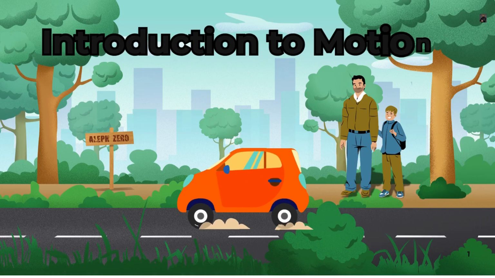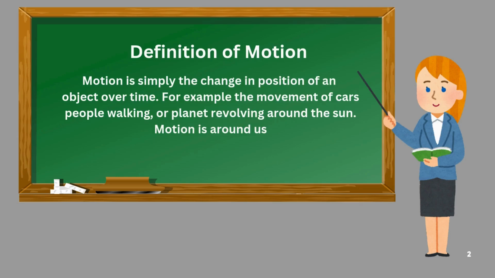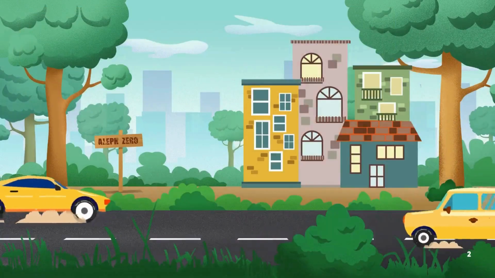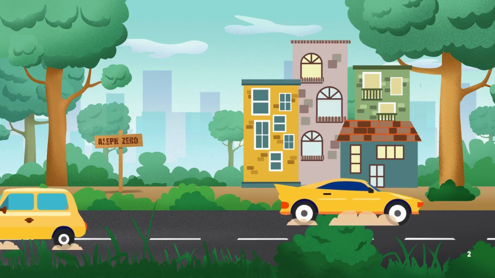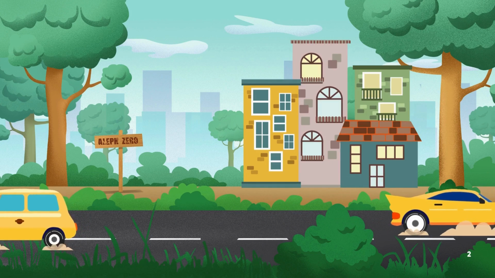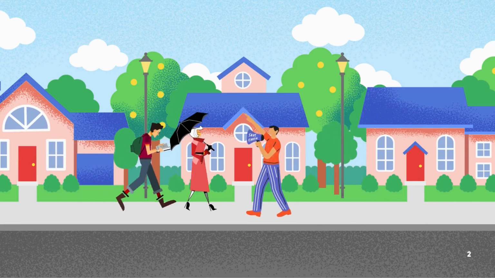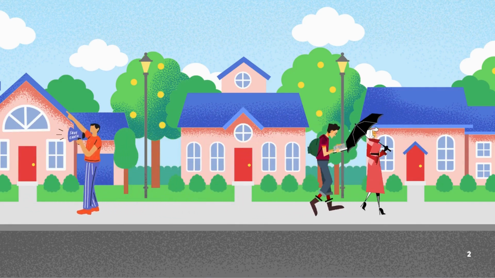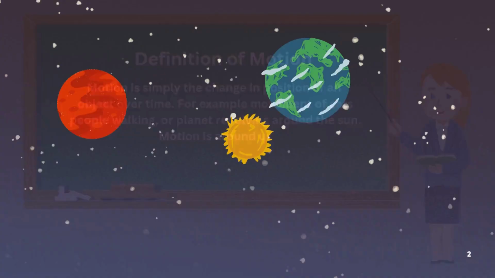Dad, why do things around us move, and how can we describe this motion? Motion is simply the change in position of an object over time. For example, the movement of cars, people walking, or the planet revolving around the sun.